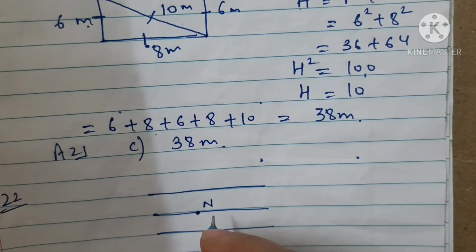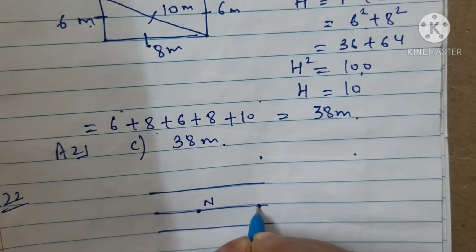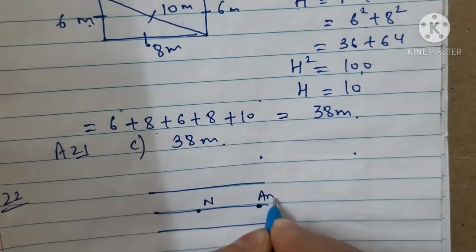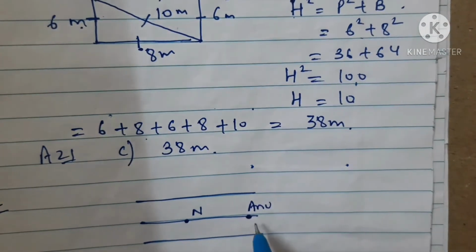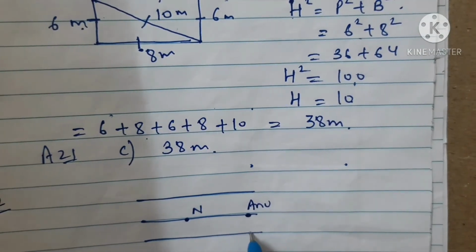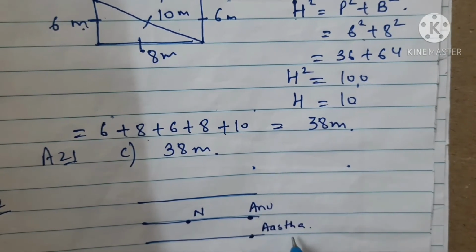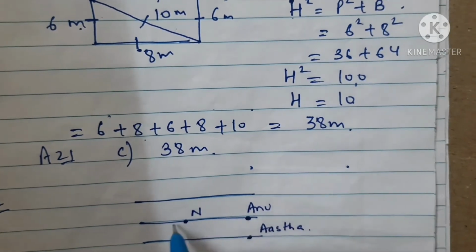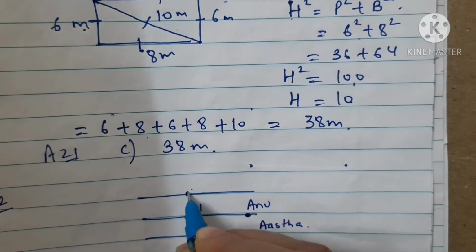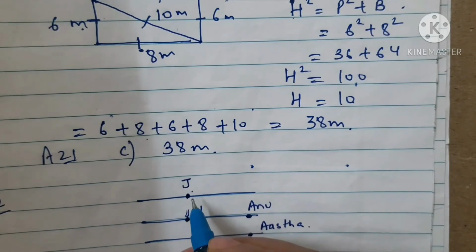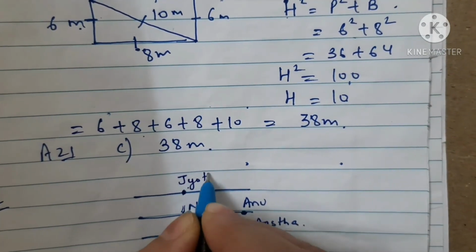Anu is just to the right of Nidhi but in the same row. Anu is in the same row but she is on the right. So let this be Anu. Astha is just behind Anu. That means Astha will be in the 3rd row. So here is Astha. While Jyoti is in the north of Nidhi. Now Nidhi is here. Jyoti is in the north. That means Jyoti will be exactly upwards in the 1st row. There will be Jyoti in the north of Nidhi.